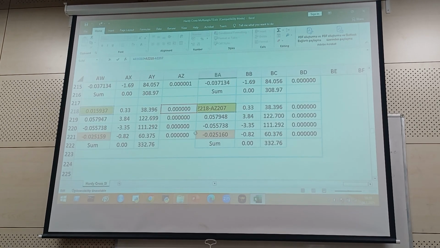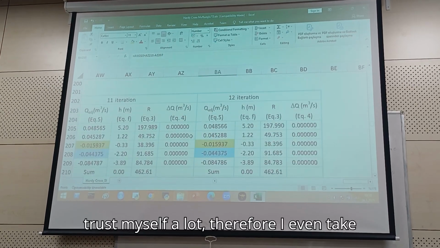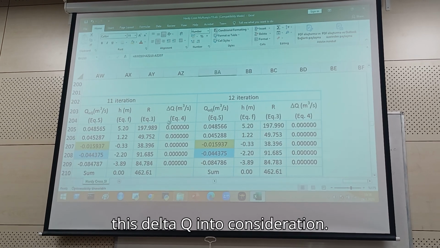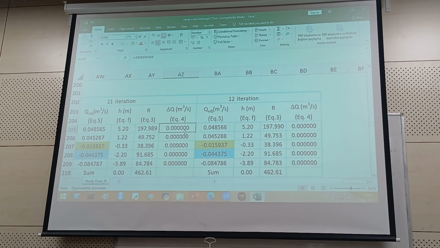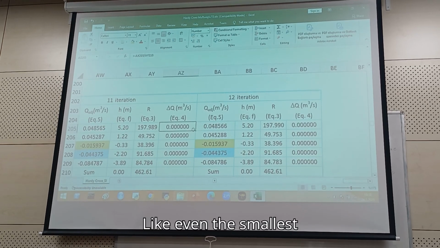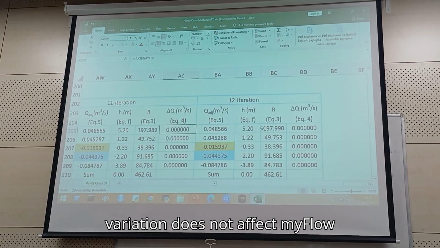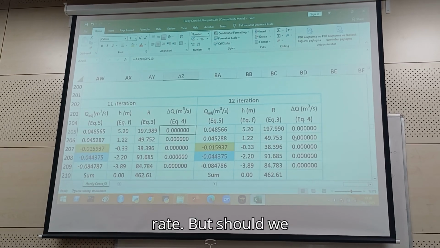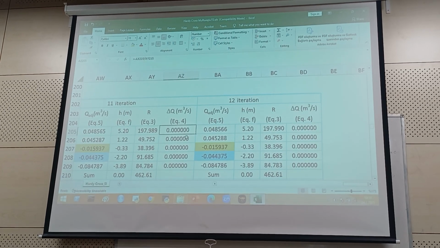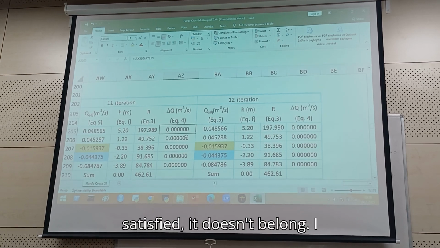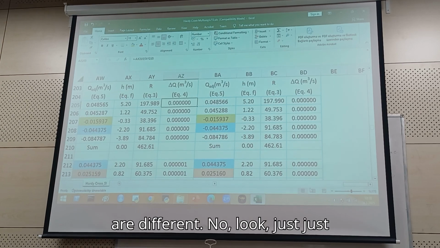This. That's because I trust myself a lot, therefore I even take this delta Q into consideration. Like even the smallest variation does not affect my flow rate. But should we take that one also? If you are satisfied, you don't. I didn't take it, because of that my answers are different.